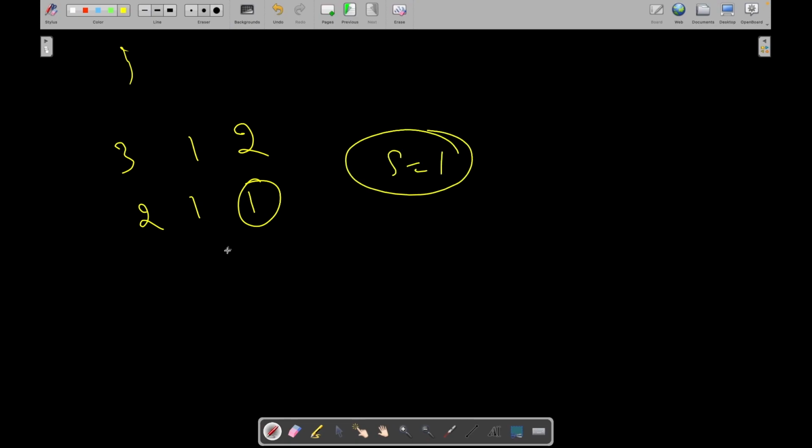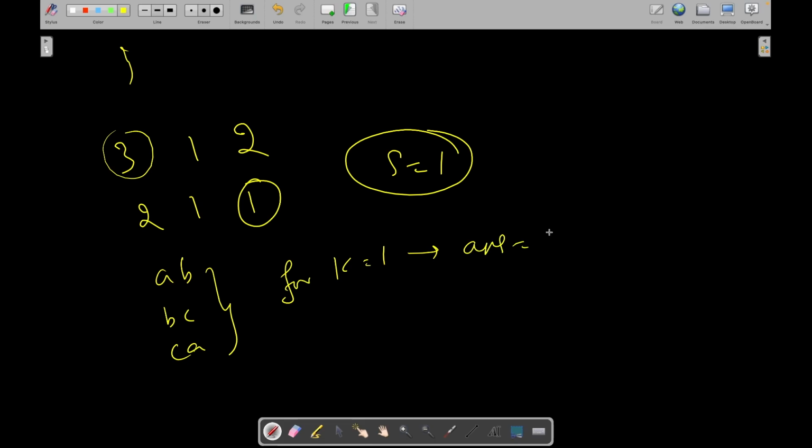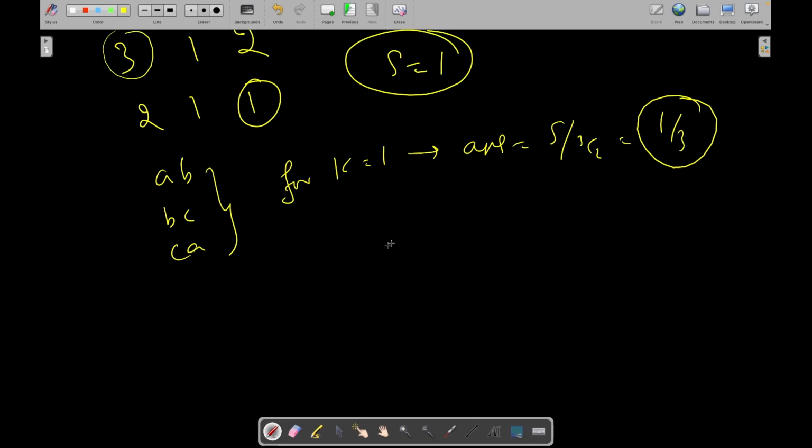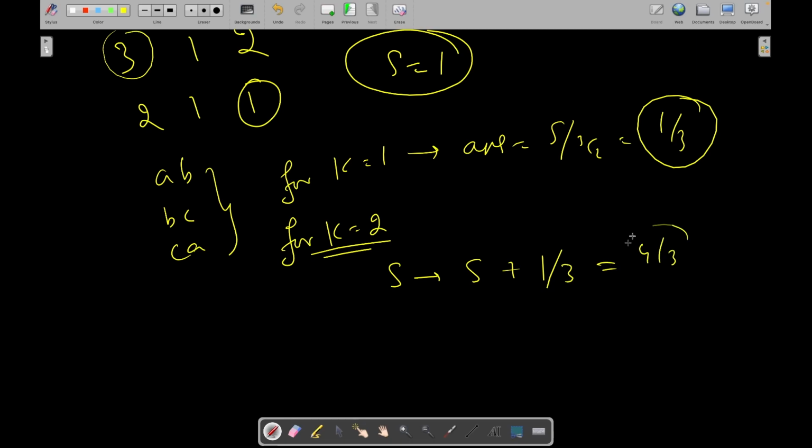So currently for the first excursion, I have 3 pairs, right? AB, BC and CA. So for K equals to 1, my answer is equal to S upon 3C2, which is equal to 1 upon 3, right? And for the second excursion, for K equals to 2, my S will become S plus, what is the M value? 1 upon 3. So my S will now become 4 by 3, right?